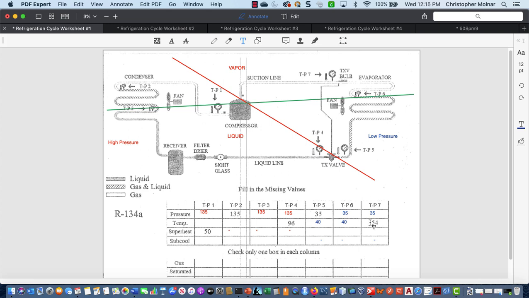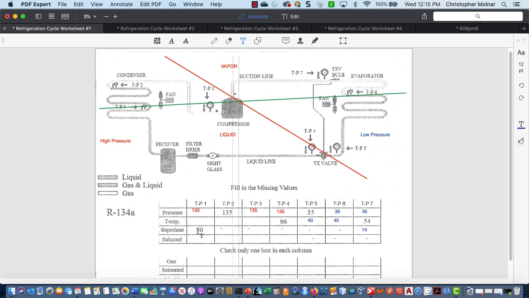Now at TP7 I have a temperature of 54, which makes sense because in the last pass, we start gaining superheat. Remember, that's my sensible heat increase. So I have a superheat I can put in here of 14. Here I don't have a superheat, and here I don't have a superheat, because we're still doing my latent heat change all the way to that point.